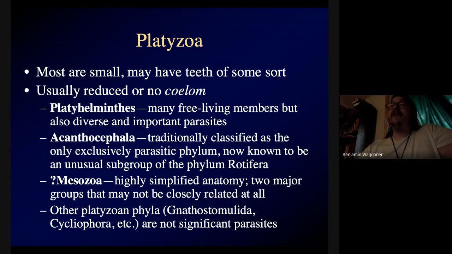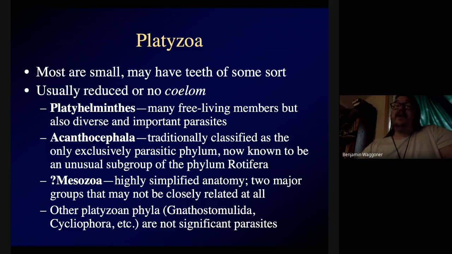There's lots of free-living Platyhelminthes, but also those big parasite groups. A second phylum that we'll hit next week is called the Acanthocephala. Well, they used to be considered a phylum. They're now known to be an unusual subgroup of a larger grouping called the Rotifera. We'll get to those guys in time.